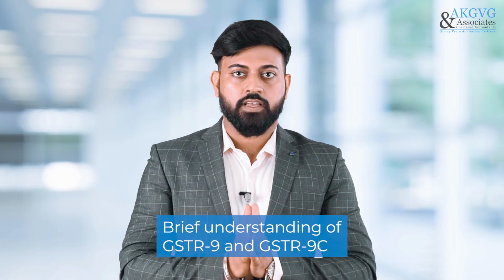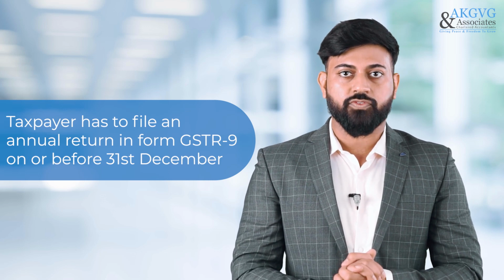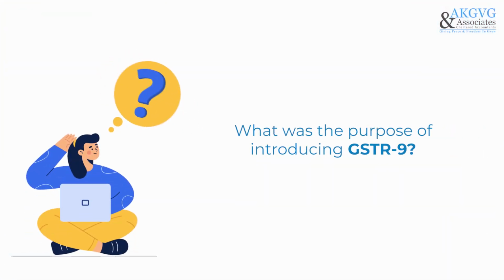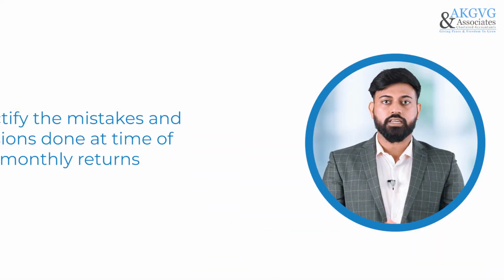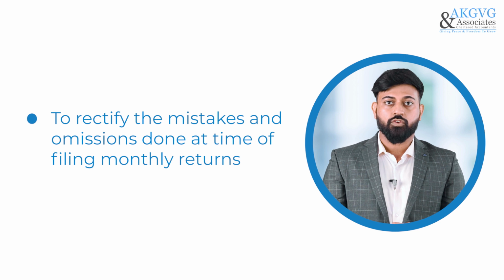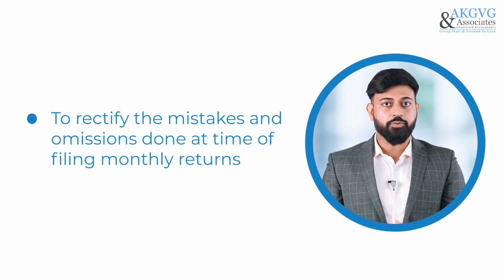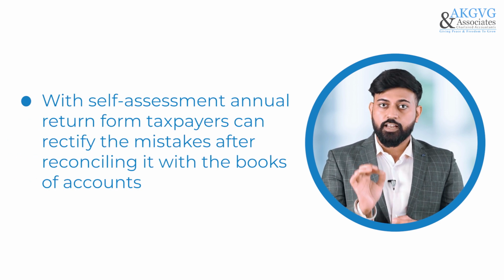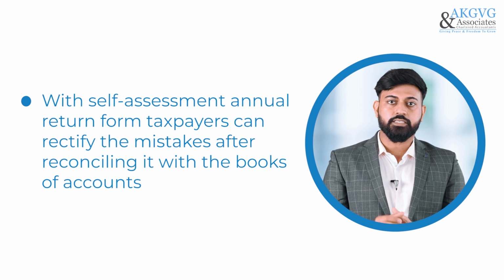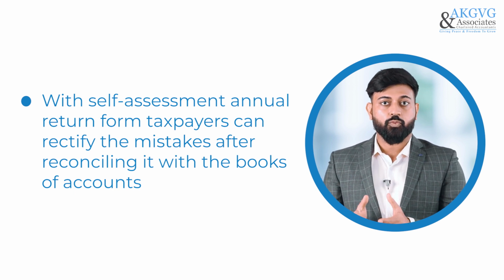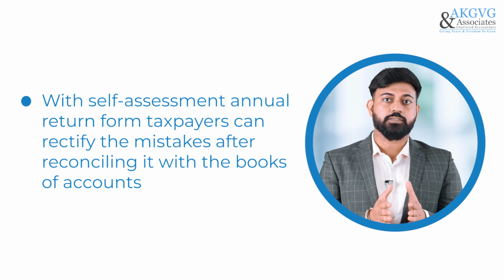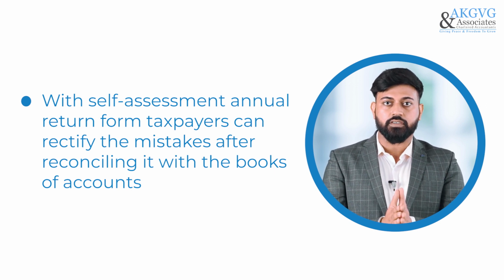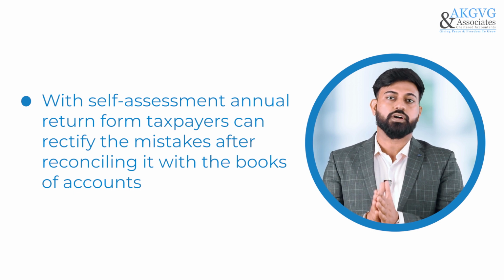Coming to our first phase, as we are all aware by now, a taxpayer is required to file an annual return in form GSTR 9 on or before 31st December. But what was the purpose of introducing GSTR 9? Well, the rationale was to rectify the mistakes and omissions made at the time of filing monthly returns. It is a self-assessment annual return form, providing a mechanism through which the taxpayer can rectify mistakes after reconciling with the books of accounts.